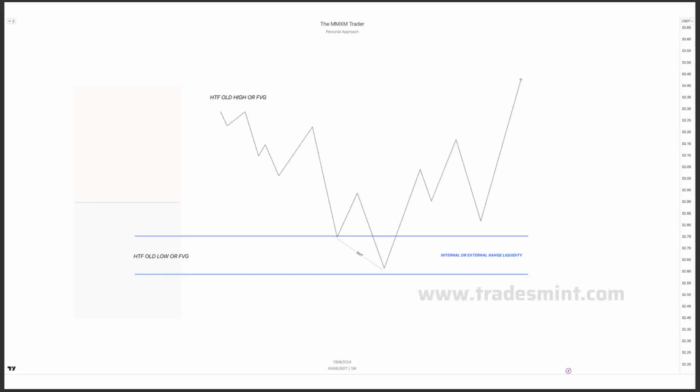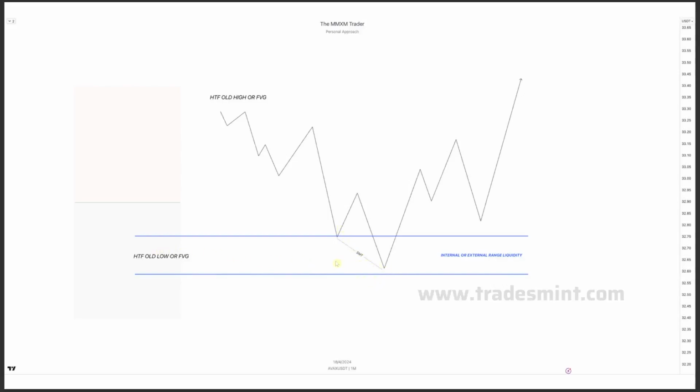Now over here we've got a crude depiction of a chart. We've got the line chart over here. What is important? Like firstly we talk about, right, the premium and discount of the range. We've got a higher time frame old high or fair value gap here and a higher time frame old low or fair value gap there. Now we wait for price to come back into discount if we want to be a buyer.